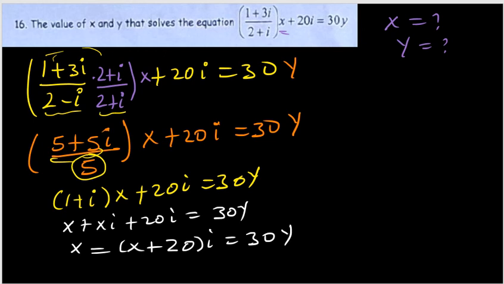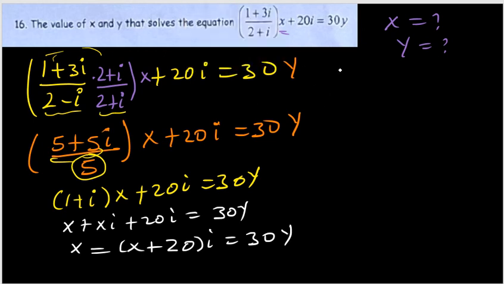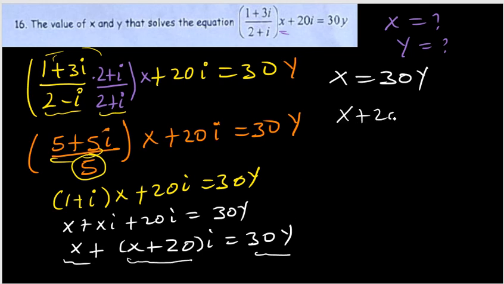Therefore, on the left hand side, the real part is just x. On the right hand side, the real part is x and 30y. Here this is not equal, this is plus. So the real with the real means x is equal to 30y. For the imaginary part, the left hand side imaginary is 0, so x plus 20 is equal to 0, so the x value is equal to negative 20.